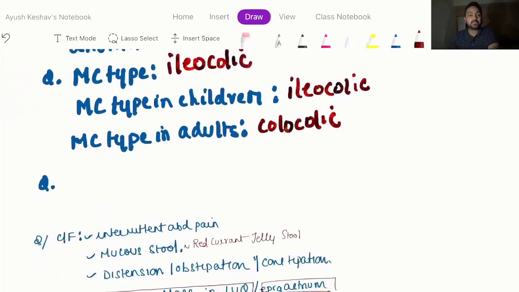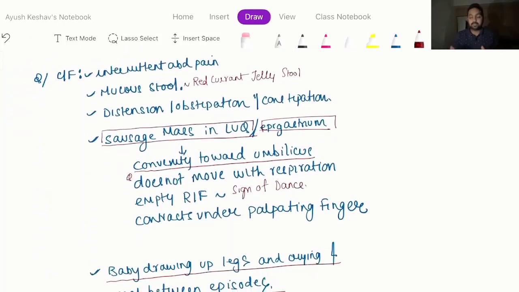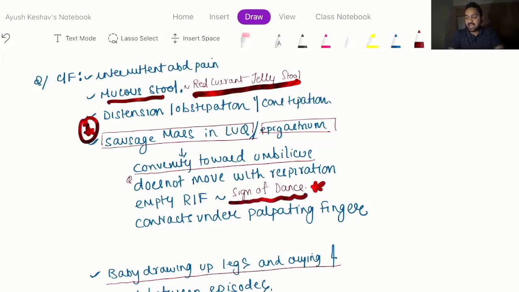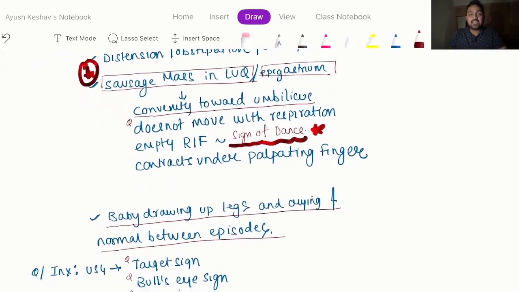It usually presents with clinical features of intermittent abdominal pain, mucus stool, red currant jelly stool, and there would be distension, obstipation and constipation. They usually have a sausage shaped mass in the right upper quadrant, which is oriented towards the umbilicus. They do not move down with respiration, have an empty right iliac fossa, which is known as the sign of Dance, and it contracts under your palpating finger. So these are a few classical clinical features associated with intussusception. The baby draws up legs and cries, and is normal between the episodes.